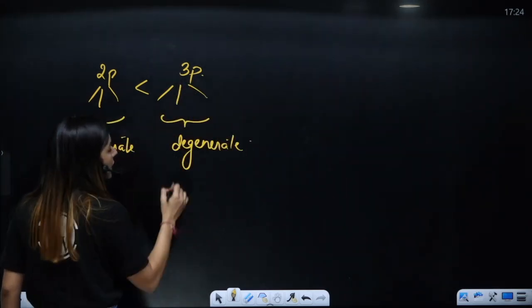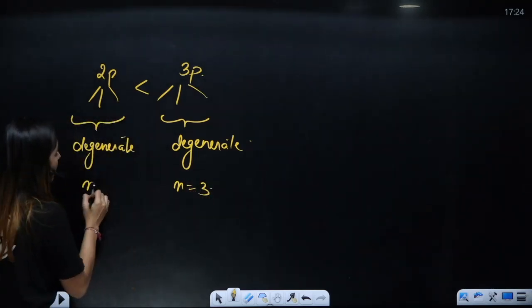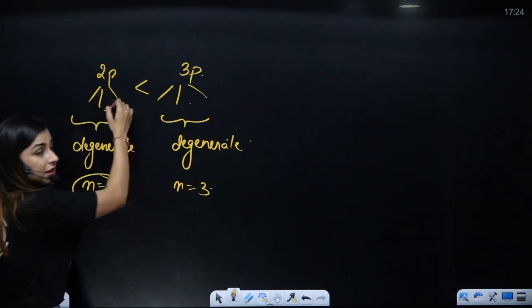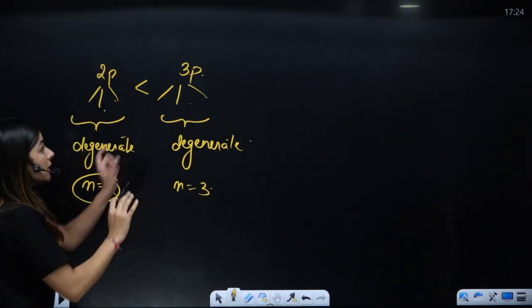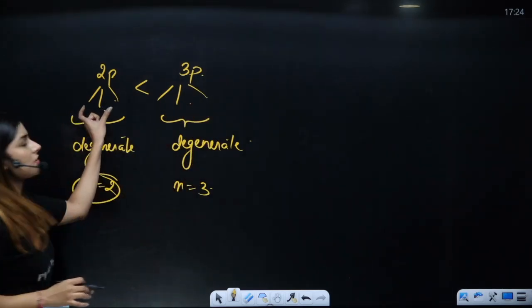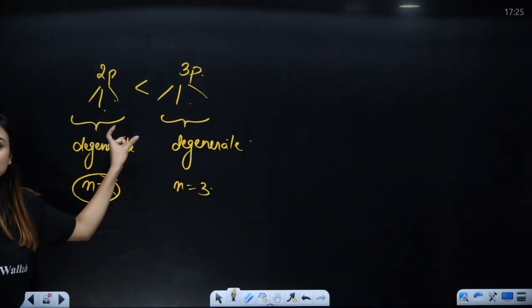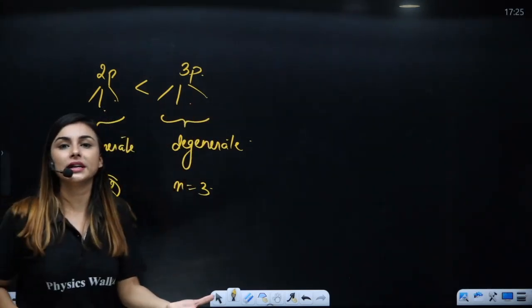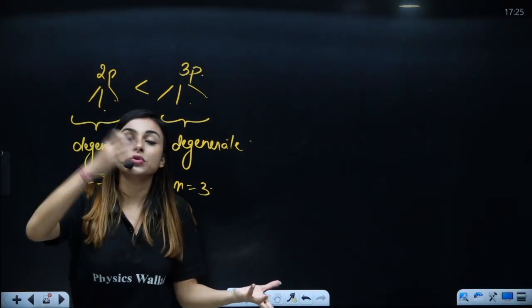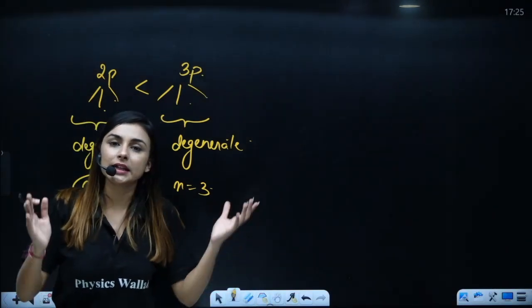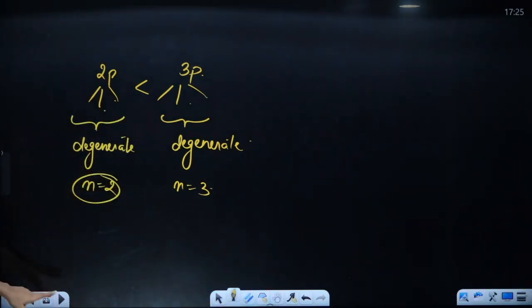Because here n value is 3, here n value is 2. That is the reason these are different. But these three are equal and these three are also equal. I hope you got the point. They only differ by the orientation, by their position in space. This is what is known as orientation.